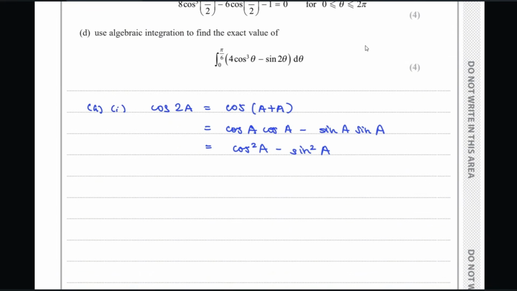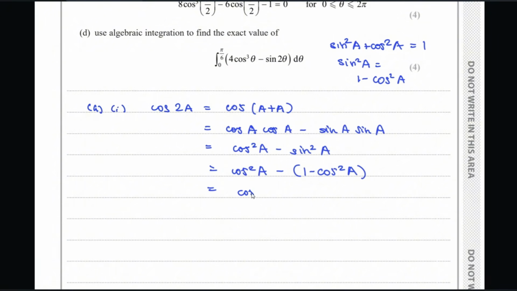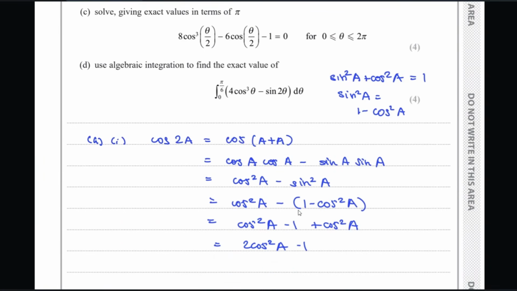We can recall an identity where sine squared a plus cos squared a is equal to 1. That means sine squared a, when made the subject, would be 1 minus cos squared a. So let's substitute that over here. So cos squared a minus, in place of sine squared a, we'd have 1 minus cos squared a. So this becomes cos squared a minus 1 plus cos squared a, and that is 2 cos squared a minus 1. And we have shown that is a1.